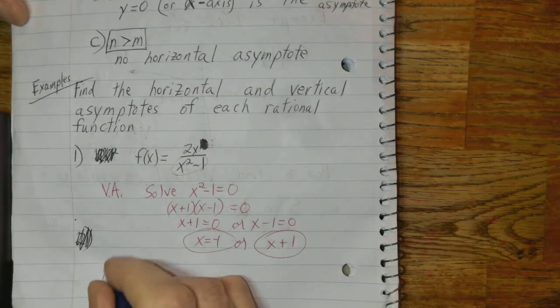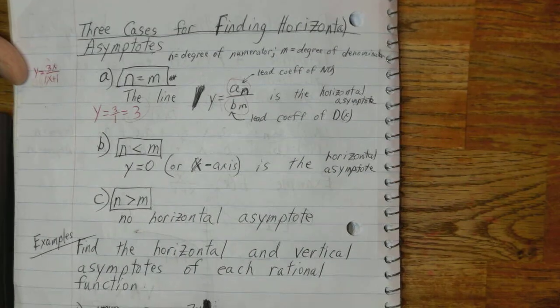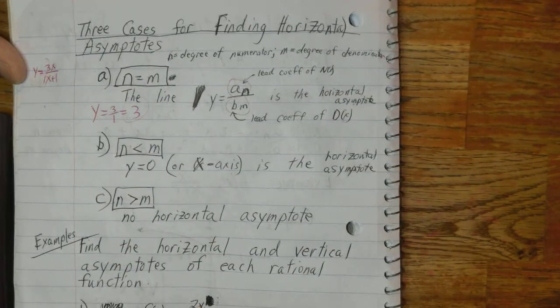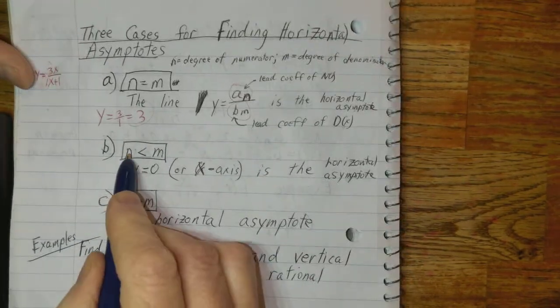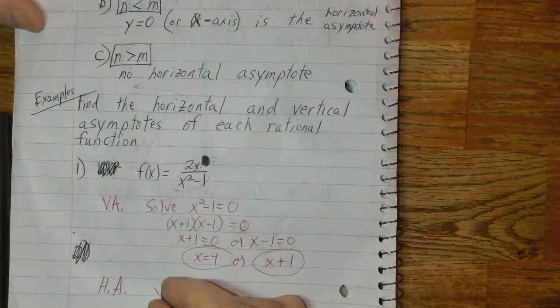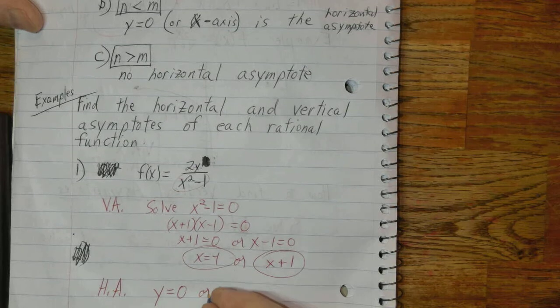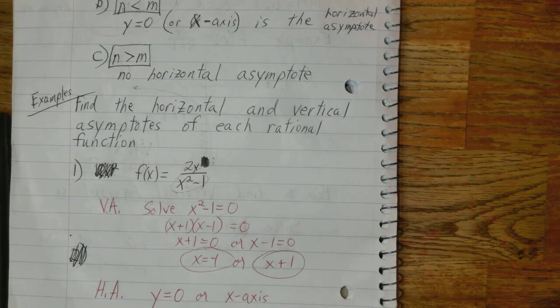Now the horizontal asymptote, the degree of the numerator is 1, the degree of the denominator is 2. 1 and 2. That is case B here. So the horizontal asymptote is y equals 0, or the x-axis. No figuring to do there.